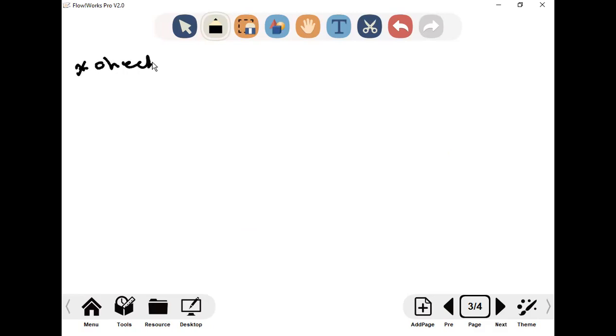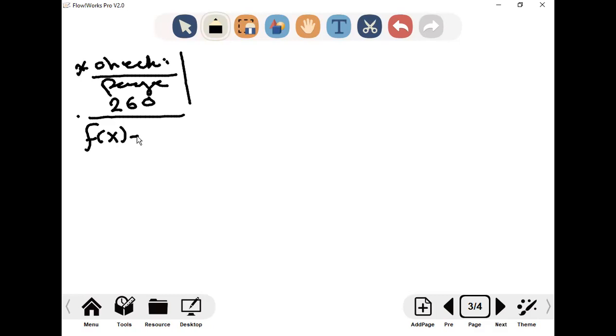Check. I'm on page 260. Part A, graph f of x. f of x equals two pieces: negative x plus 1 if x is less than or equal to negative 2, and negative 3x minus 2 if x is more than negative 2. Done? Pay attention to the board so you understand. I'll give you time to write, don't worry.